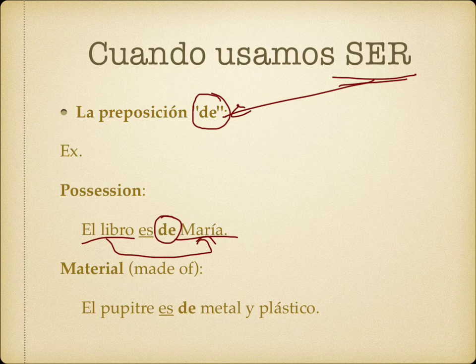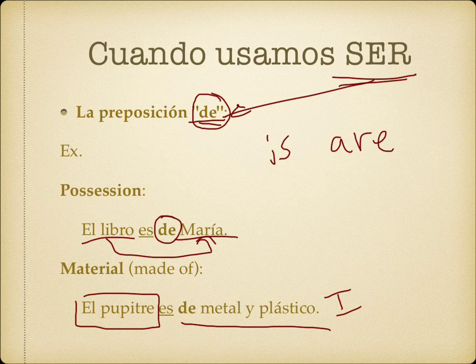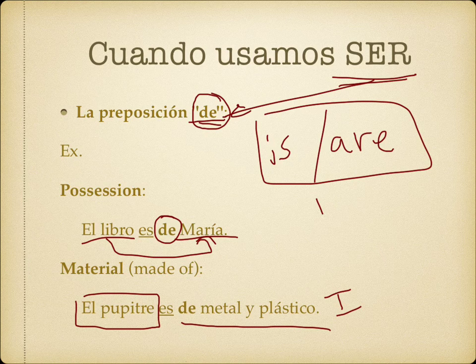Okay? We're identifying the book as Maria's. It's hers. Now, when we're talking about material, we're saying characteristics of the object. For example, el pupitre es de metal y plástico. We're saying the student desk is made of metal and plastic. That's identification. Okay, what is it made of? All right? So anytime we're using it is or are, whatever it might be, forms of the verb to be, and we're talking about where you're going to be using the preposition de, we'll use the verb ser.